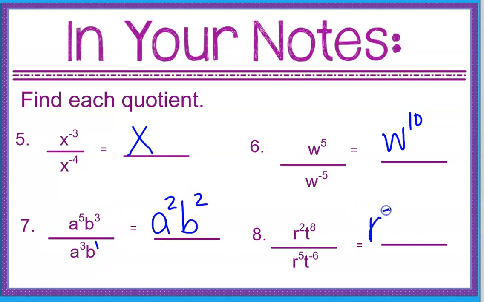For number 8, I'm going to get r to the negative third and t to the 14th. And part of my answer has a negative power and part of my answer does not. So the t does not have a negative power, only the r does. So only the r is going to get flipped to the denominator. Only the r we will take the reciprocal of. So I'm going to leave the t to the 14th in the top, but the r to the third power will move down to the denominator. So that's t to the 14th divided by r cubed.